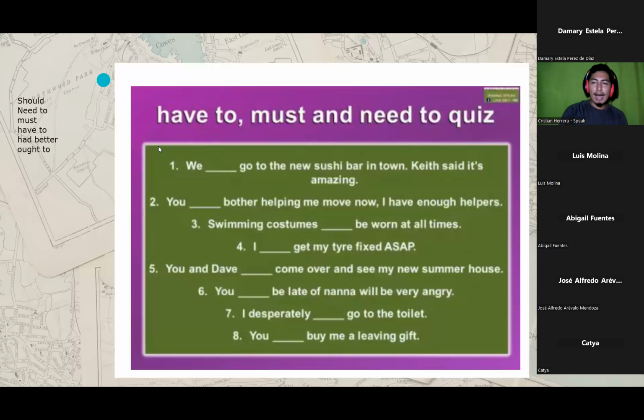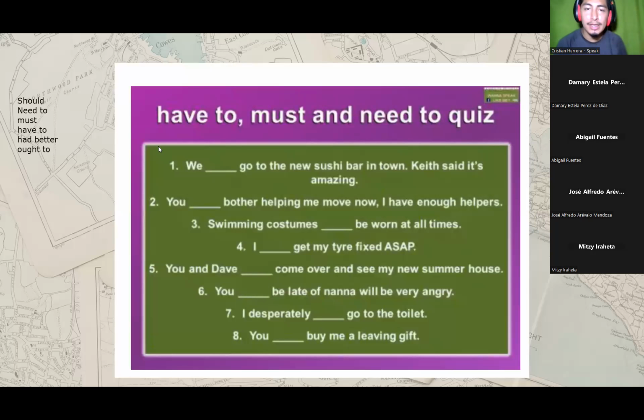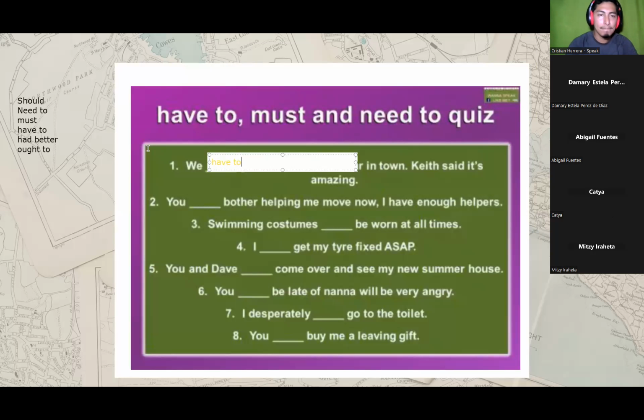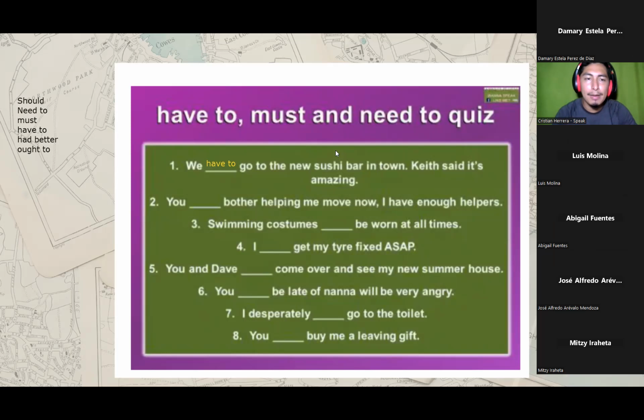For example, number one, I would like to hear Katia, okay? Katia, tell me, what do you think it's sentence number one? I think it is we have to go to the new sushi bar in town. Kate says it's amazing. Very good. So that's a great answer. Thank you for it. Let me tell you guys that in some cases, we have more than one possible answer, okay? But this one is correct. Well done. Thank you, Katia. Now we will continue with Damari. Okay, Damari, number two.